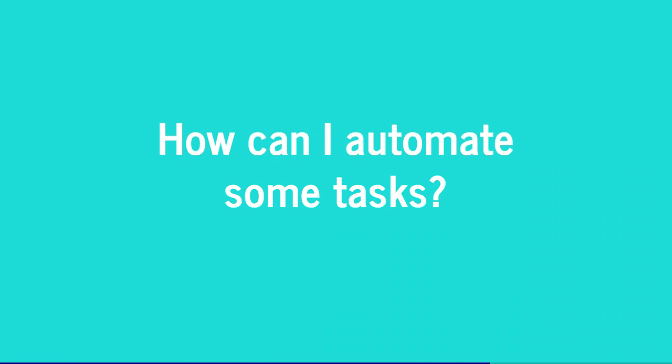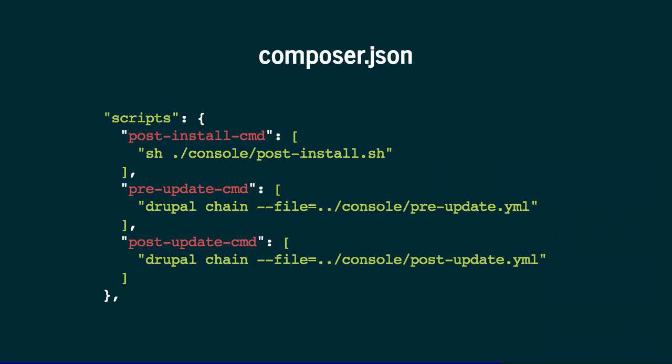Okay, and how can I automate some tasks here, right? So we have composer now, but every time that I run composer update in my system, some modules might get updated, right? So I need to run config import or do some other task to make this flow complete. And I can probably forget to run some of the tasks. What you can do is take advantage of the scripts section of your composer.json file. In this place, you can set scripts to execute when a specific event is happening in Composer.